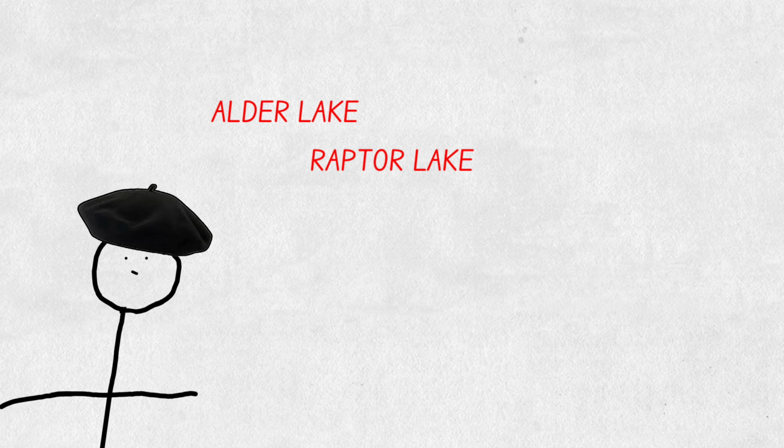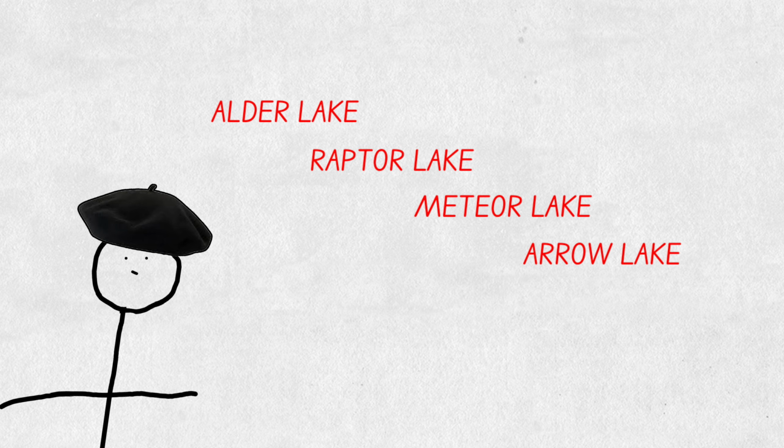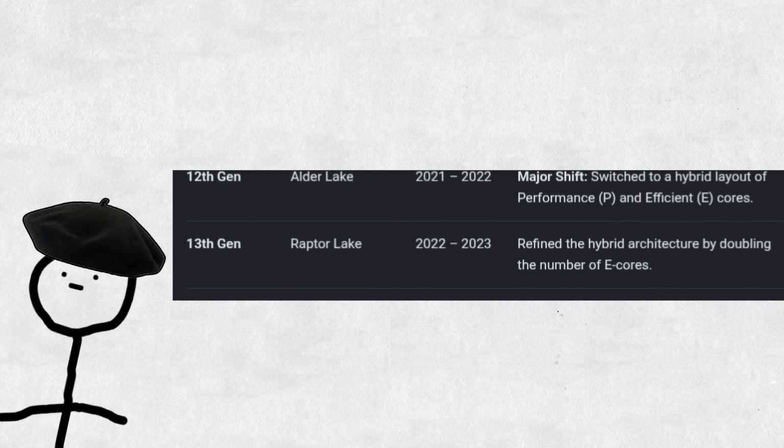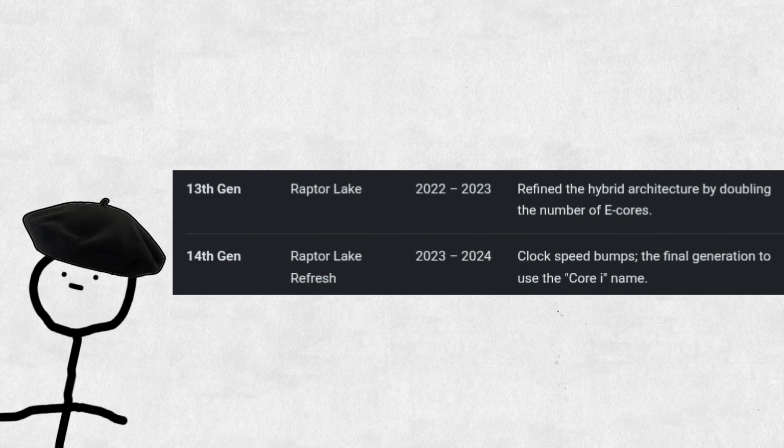Alder Lake, Raptor Lake, Meteor Lake, Arrow Lake. These are Intel's internal architecture code names for each generation. They sound technical, but they're just project names that became part of public conversation. 12th Gen is Alder Lake, 13th Gen Raptor Lake, 14th Gen Raptor Lake refreshed, Meteor Lake.